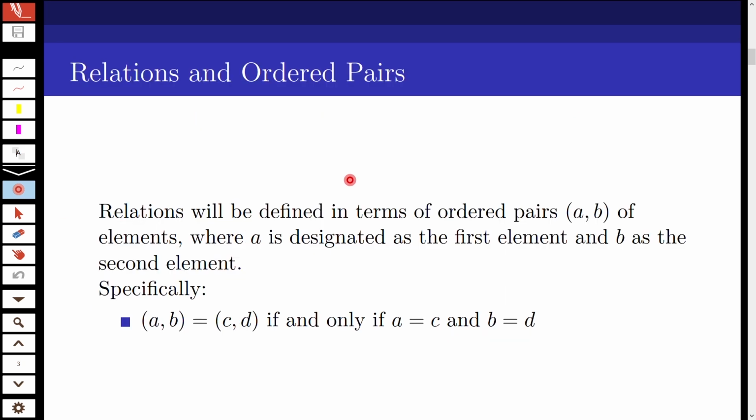So, relations and ordered pairs. Here we are going to discuss what an ordered pair is. A relation will be defined in terms of ordered pairs (a, b) of elements, where a is designated as the first element and b is designated as the second element. Specifically, consider two ordered pairs (a, b) and (c, d). (a, b) equals (c, d) if and only if a equals c and b equals d.